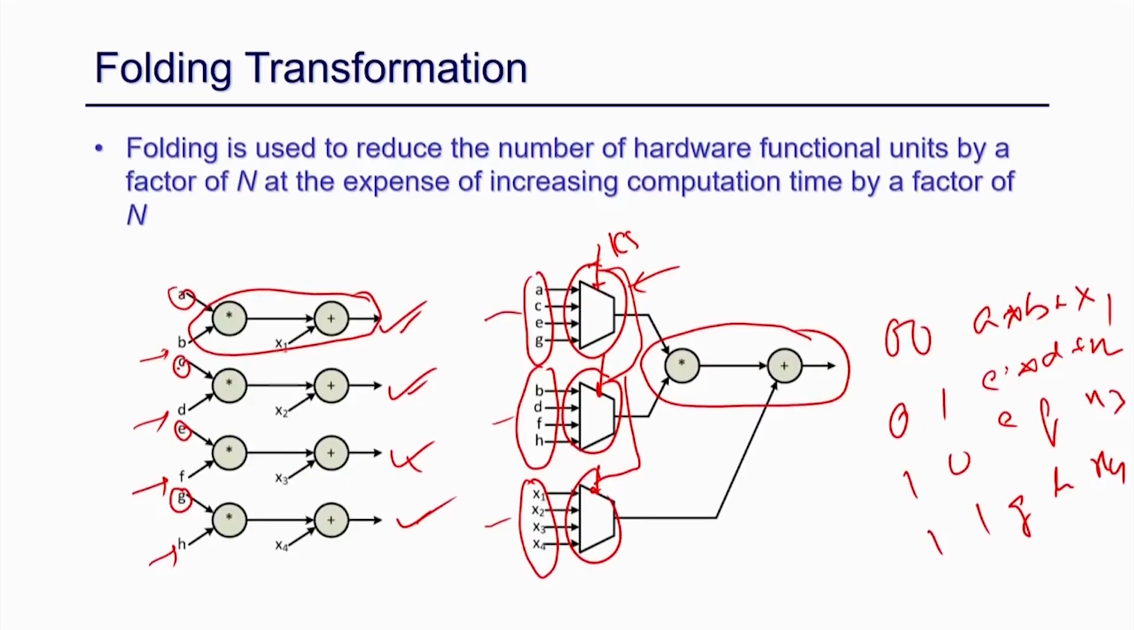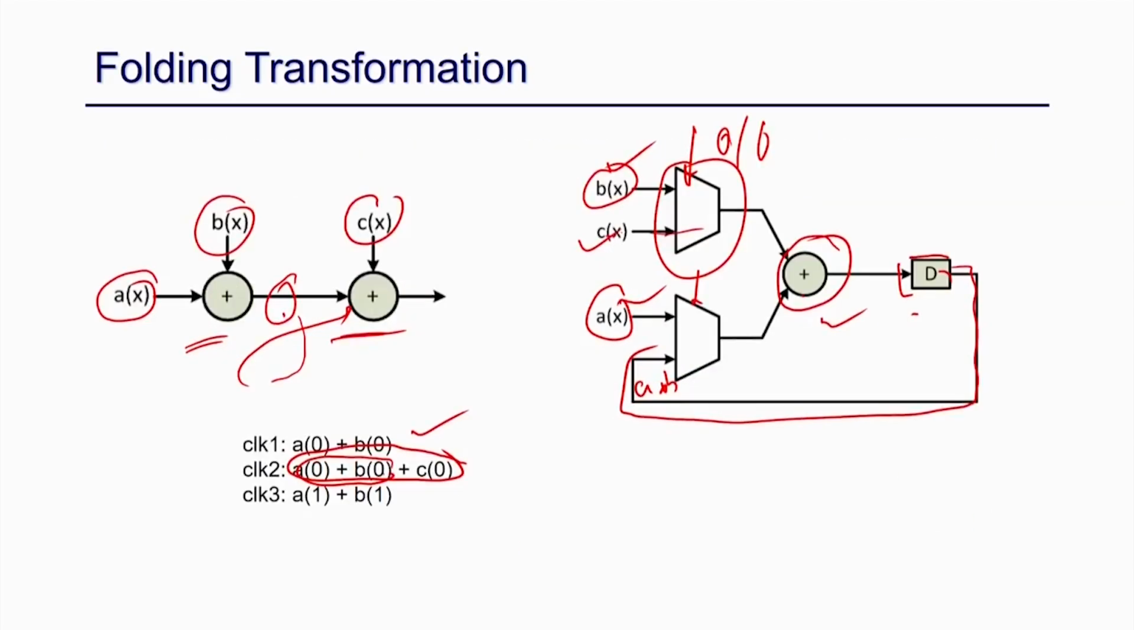Okay. So, both are possible. If they are in parallel, you can merge them. If they are in series, then also you can merge them, but you need a feedback register, so that you can reuse that intermediate result as well. Okay. So, this is the overall folding transformation, and now what are the other issues that have to be considered here.